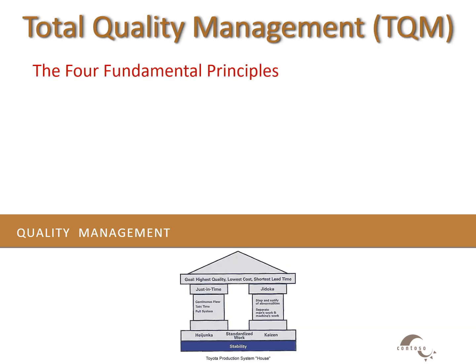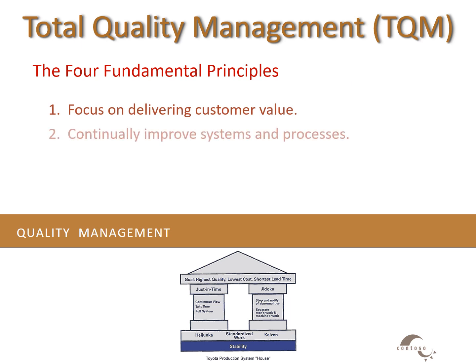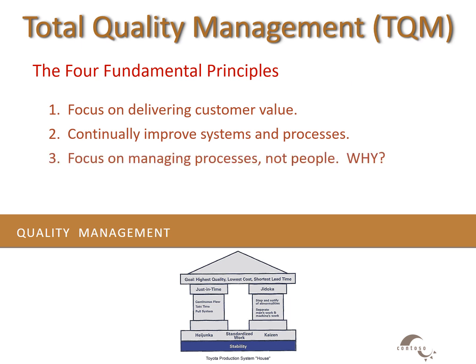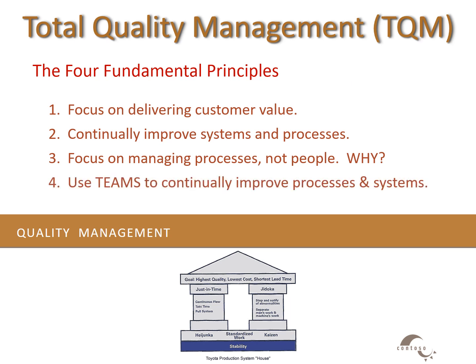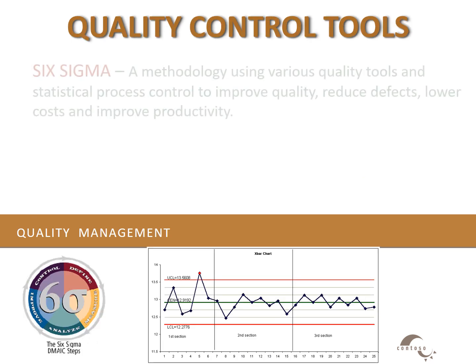There are 4 fundamental principles of total quality management. 1. Focus on delivering customer value. 2. Continually improve systems and processes. 3. Focus on managing processes, not people. And 4, use teams to continually improve your processes and your systems to alleviate waste and scrap and insist on nothing but quality for your customer.